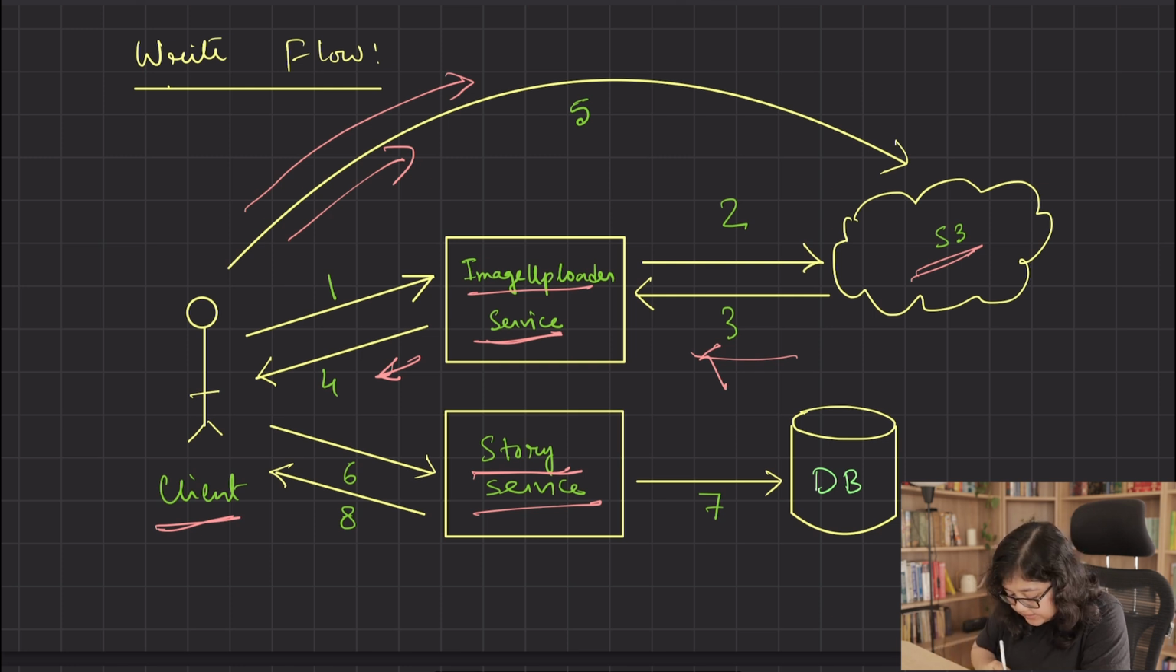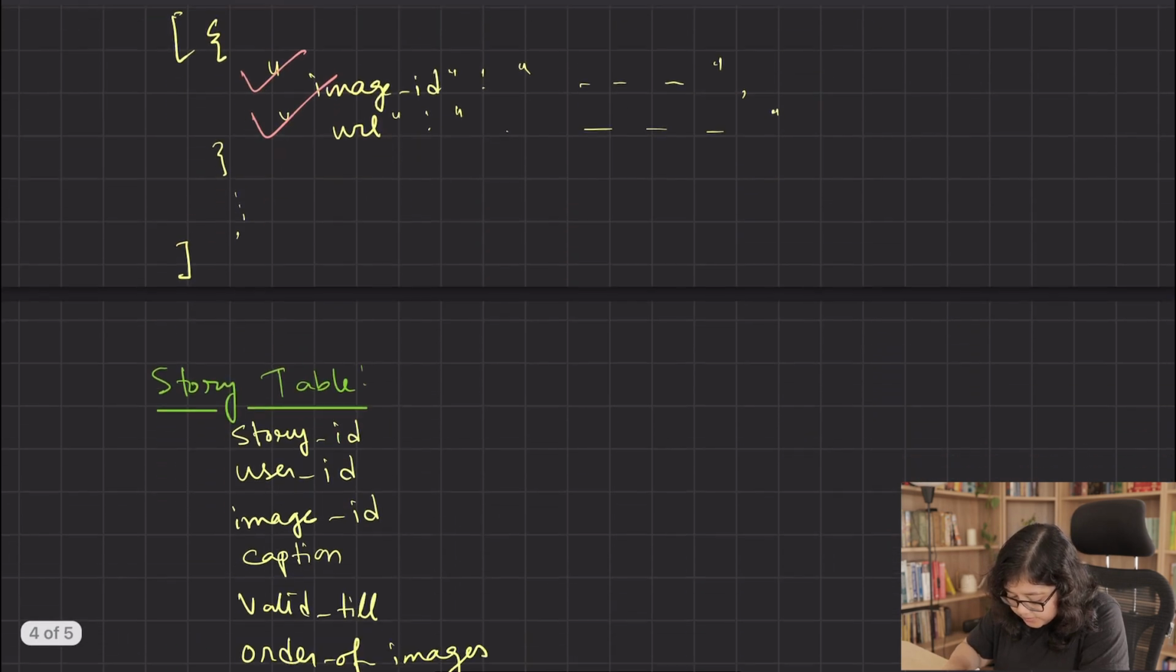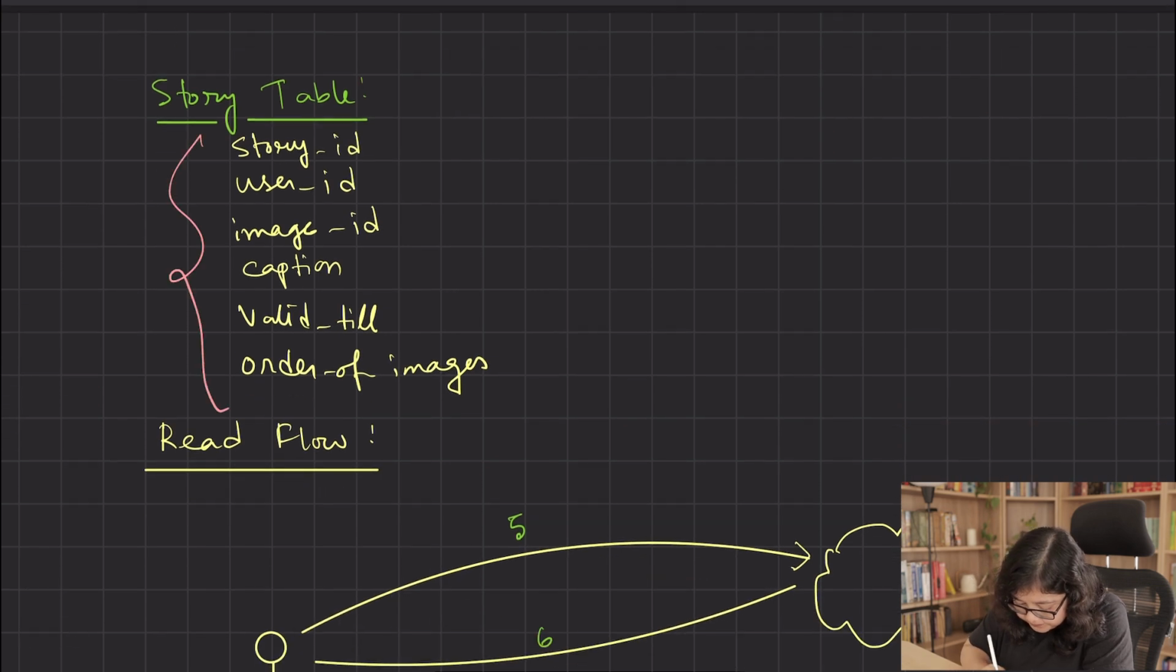Once the uploading is done, the client will send a request to the story service, and here it will send the image ID that it got from the image uploader service in the previous step, and along with that it will send other information like caption, mention, order of images, expiration time, etc. And then the story service will insert that data in the database. Here we are just capturing the data that we are storing in the database. We are not diving deep into the database choice or schema design.